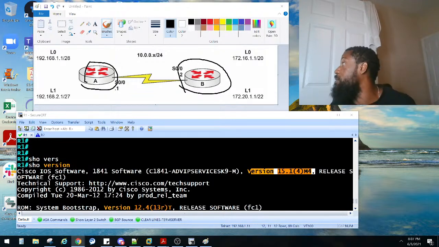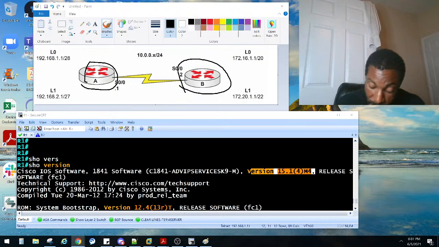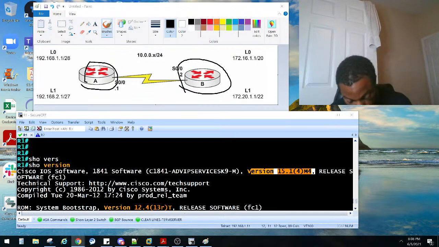We have Brendan using his hardware. Kevin's using GNS3. I don't know what the rest of you guys are using, but today we are doing challenge lab number 15, Single-Area OSPF.